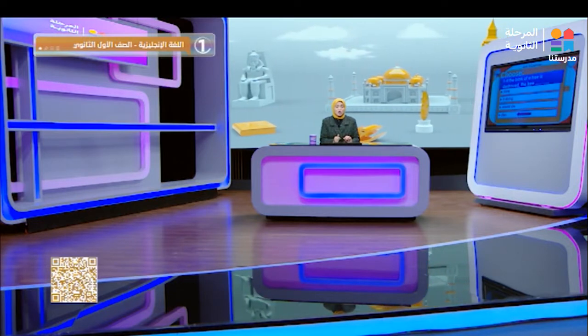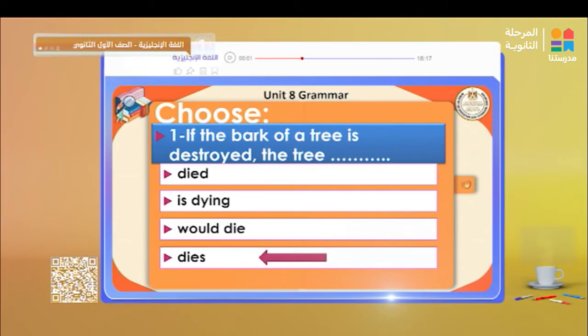If the bark is destroyed, what happens? Of course, the tree dies. So this is a fact. Whenever the bark is destroyed, the tree dies. We can use here when instead of if, so we can say when the bark of the tree is destroyed, the tree dies.